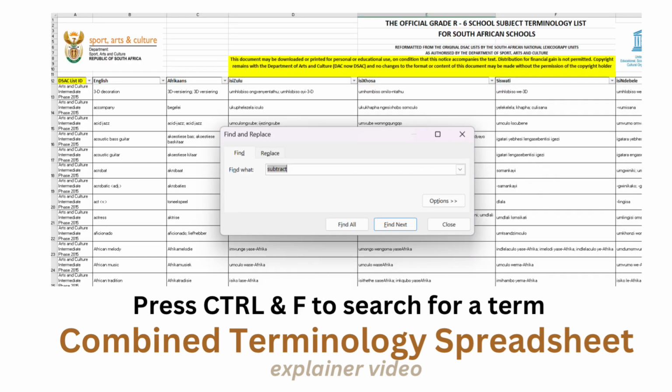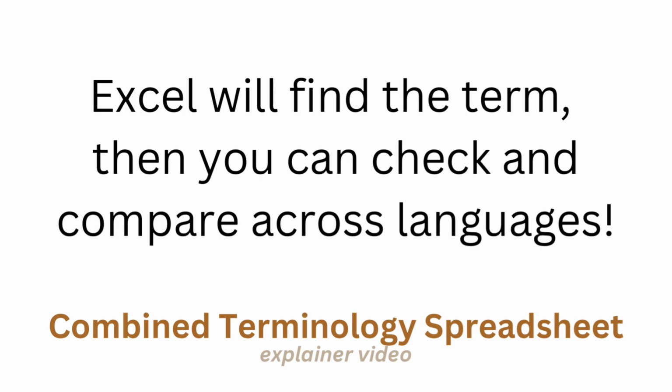The first and easiest thing you can do in this document is search for a term. You can do this by pressing the Control key and the F key once together. A small box will appear and you can type in the term you are looking for and then click Find Next. Excel will take you to where the term appears. If it is the right one, you can then close the small box and search along the row until you find the matching translation of the term in your language.